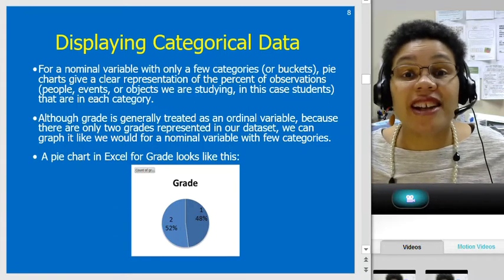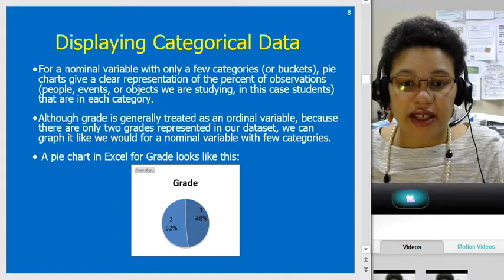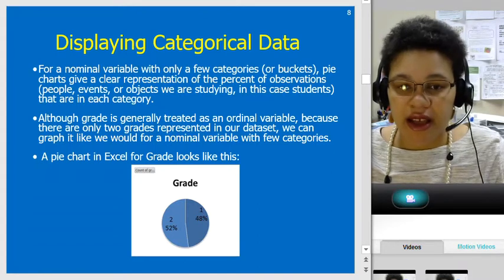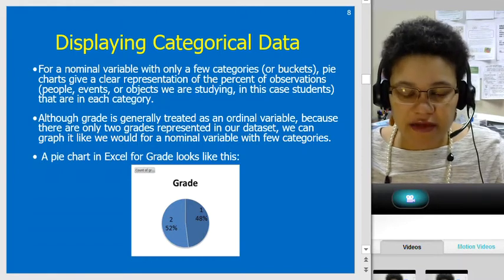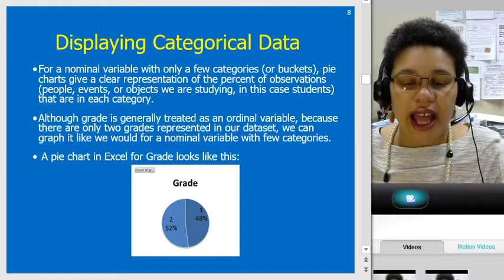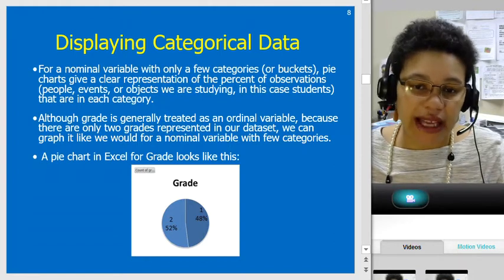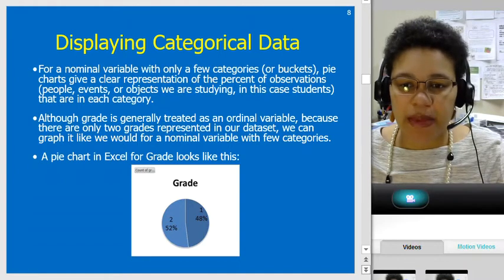So if we did a pie chart in Excel for grade, it would look like this. You see, there's almost the same number of first graders as second graders, and we can see that because our pie looks like it's just about cut in half. And I like to put the actual percentage on the pie chart of what we're graphing. And you can either put a legend or label the slices of the pie for what category you're talking about.